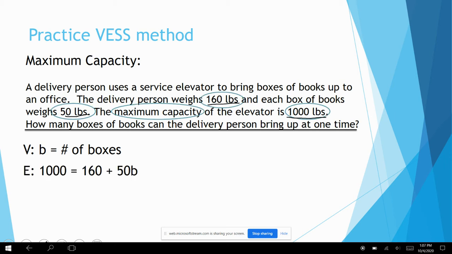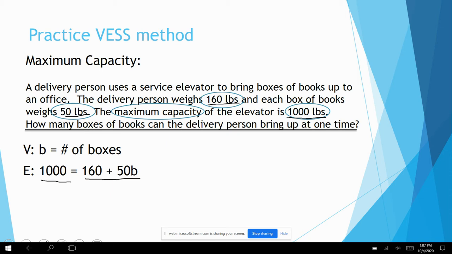So that allows us to write the equation 1,000 equals 160 plus 50b. Okay, you could use x for your variable if you wanted. You could have written 160 plus 50b equals 1,000. Either is good. But here we can see that we find the capacity by adding the 160 pounds plus the 50 pounds per box, and that must equal at most 1,000 pounds.